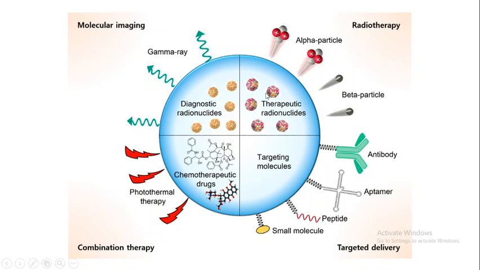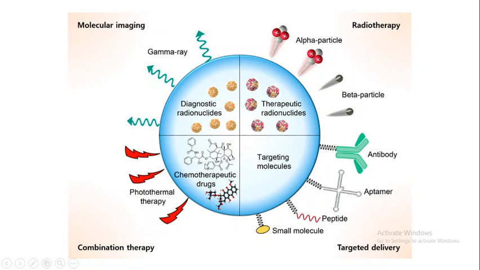Due to this, the cancer cells are burned, and they can no longer proliferate or divide. Due to this reason, the progression or increase of the disease does not take place, and these nuclides are known as therapeutic nuclides. These strategies are adopted along with other types of strategies, such as targeting molecule therapies and chemotherapy.